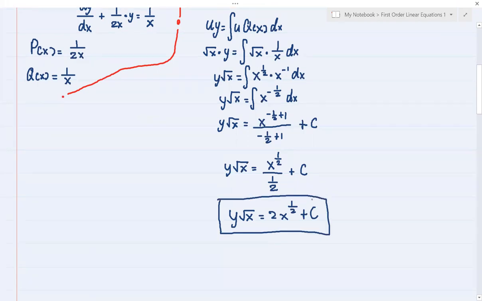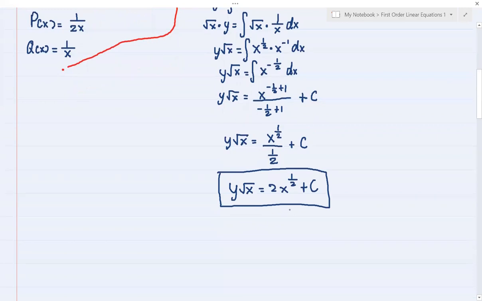But if you want to make it into an equation that is y in terms of x, then there is no problem. Before that, I can simply rewrite this as y square root of x is equal to 2 times square root of x plus c. Okay, that's it.